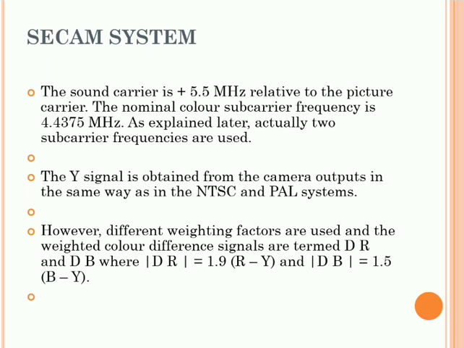The Y signal is obtained from the camera output in the same way as in the NTSC and PAL systems. As we give R, G and B to the three inputs of that particular matrix, the Y signal is directly obtained from that output. However, different weighting factors are used, and the weighted color difference signals are termed DR and DB signals, where DR is equal to -1.9 (R minus Y) and DB is equal to 1.5 (B minus Y).